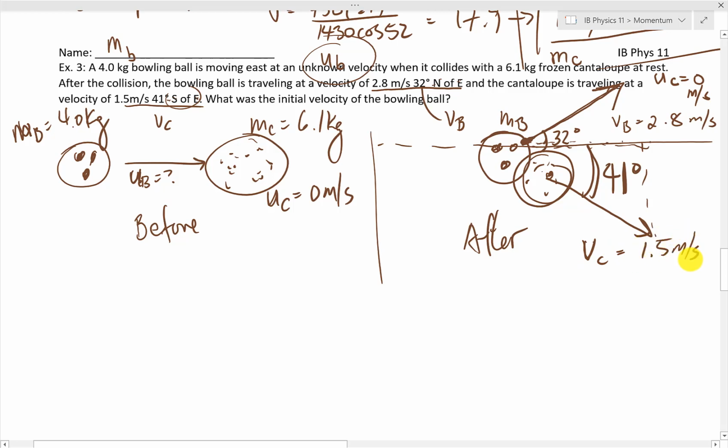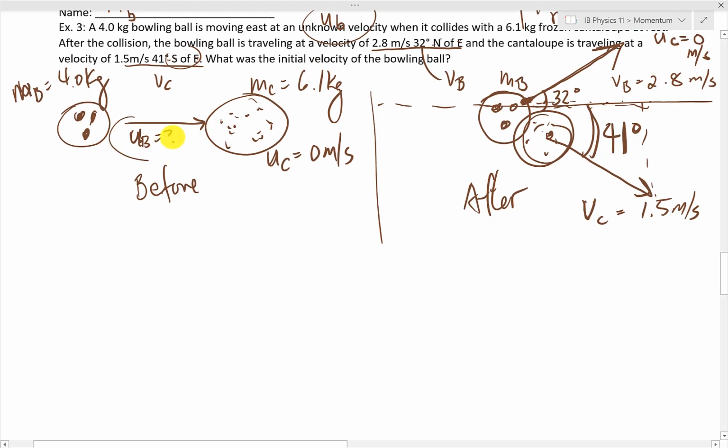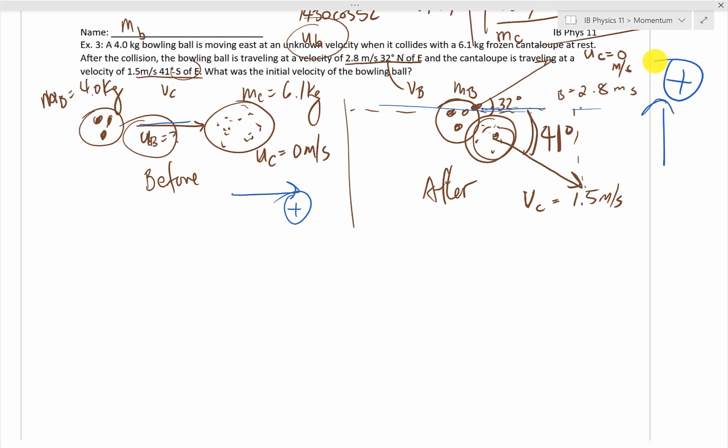So we want to find out in this problem what UB is, the initial velocity of the bowling ball. Okay, so it's time to write our equations. Before that, I'm just going to say that going towards the east is going to be positive. Going up is going to be positive. It's important to state your directions because your positives and negatives will matter when dealing with these problems.